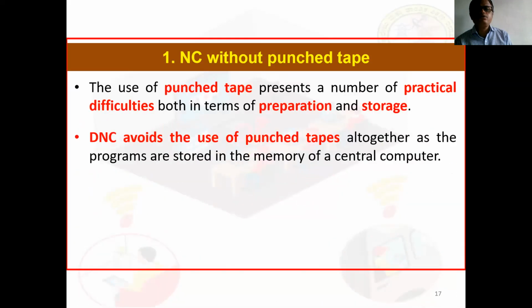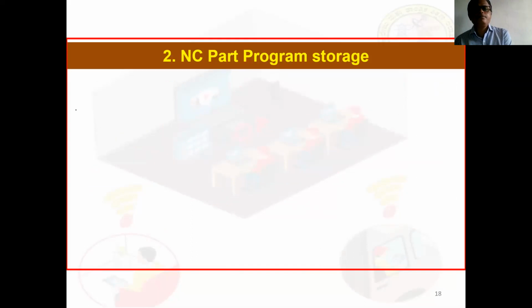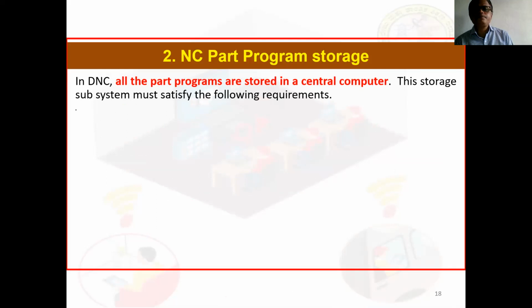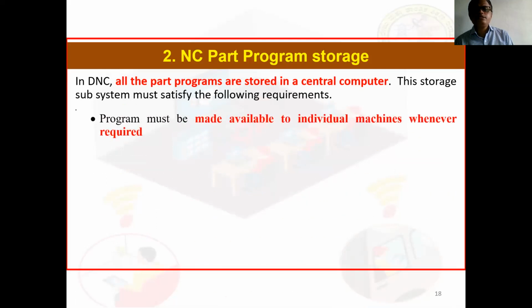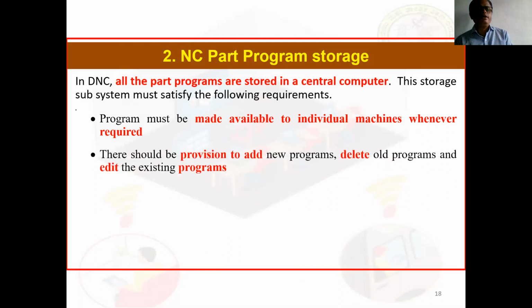So it is an NC without the punched tape, because in punched tape there are a lot of difficulties. It is difficult to prepare the tape and also difficult to store the programs in the tape. So almost the punched tape is obsolete. It is replaced by programs which are stored in the memory of a central computer. Again, part program storage: it is made available to individual machines whenever it is required. So part programs are made available to the machines whenever it is required.